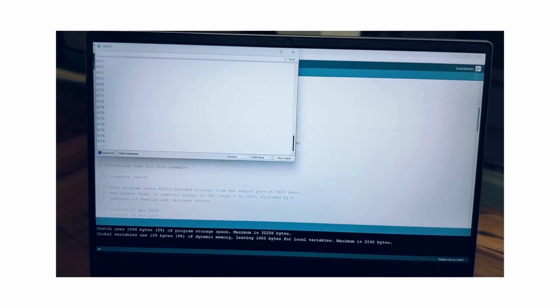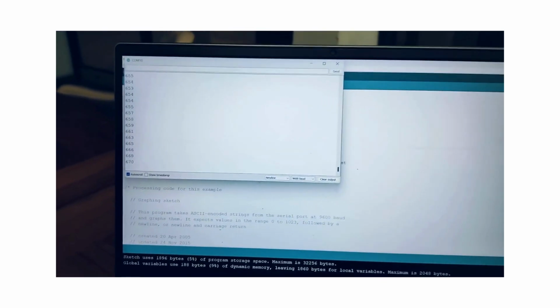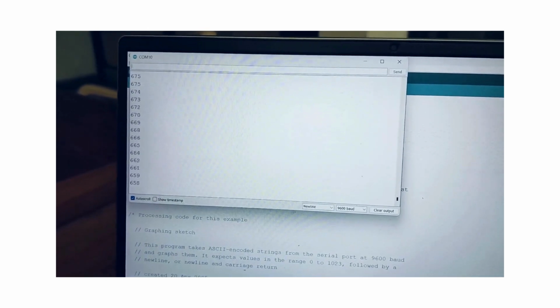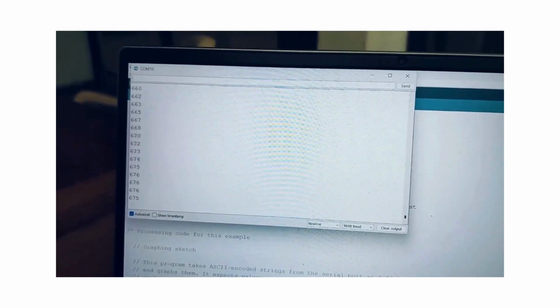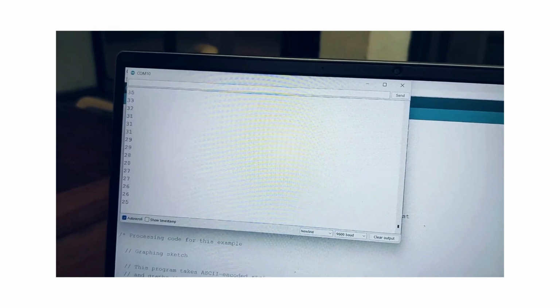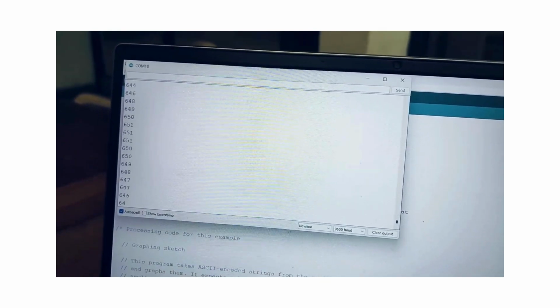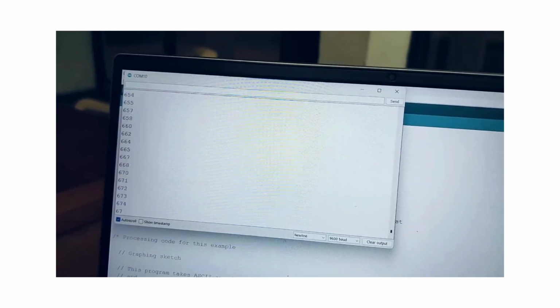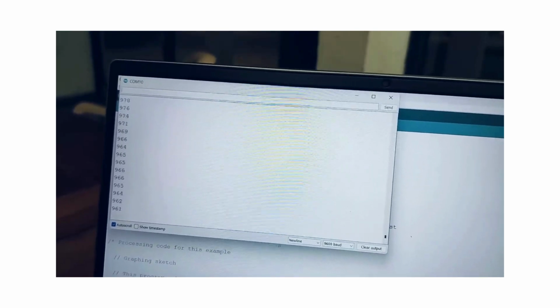So let's analyze this on the serial monitor. Now at normal intensity, the values are around 600. When I put my hand on the LDR to decrease the intensity, the values go around 20. When I use the phone torch to increase the intensity, the value is around 1900.